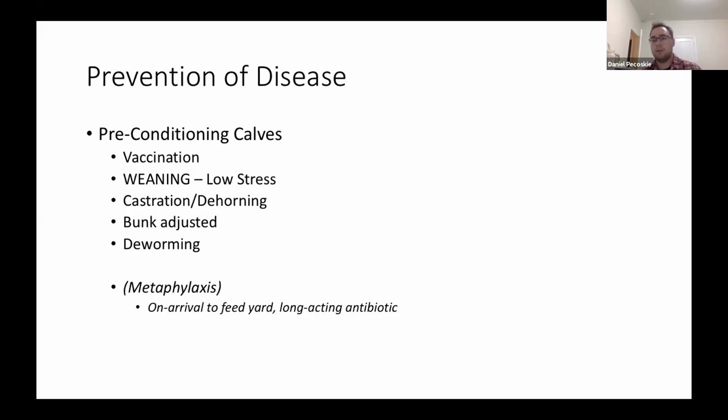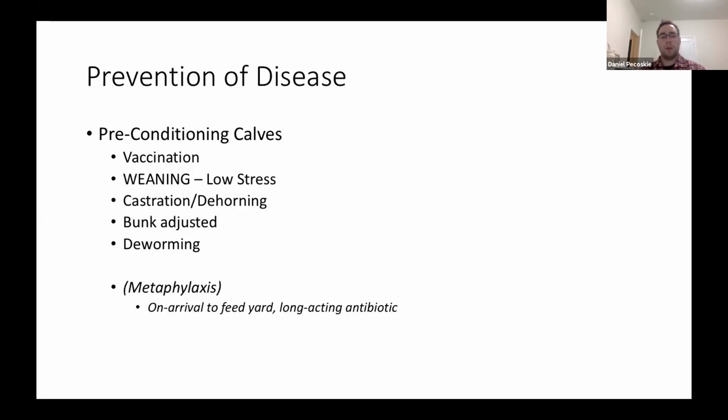A lot of guys are looking for vaccinated calves for sure. Some of these other steps, you know, deworming and bunk adjustment, are definitely appreciated by the feedlot who's buying them in. But oftentimes the cow-calf guy maybe isn't seeing quite the premiums on his end for that.